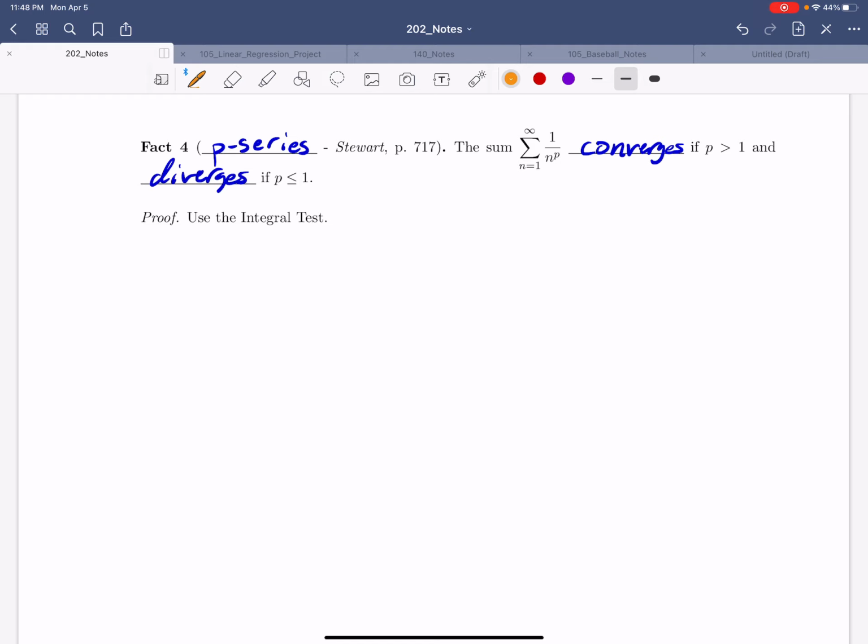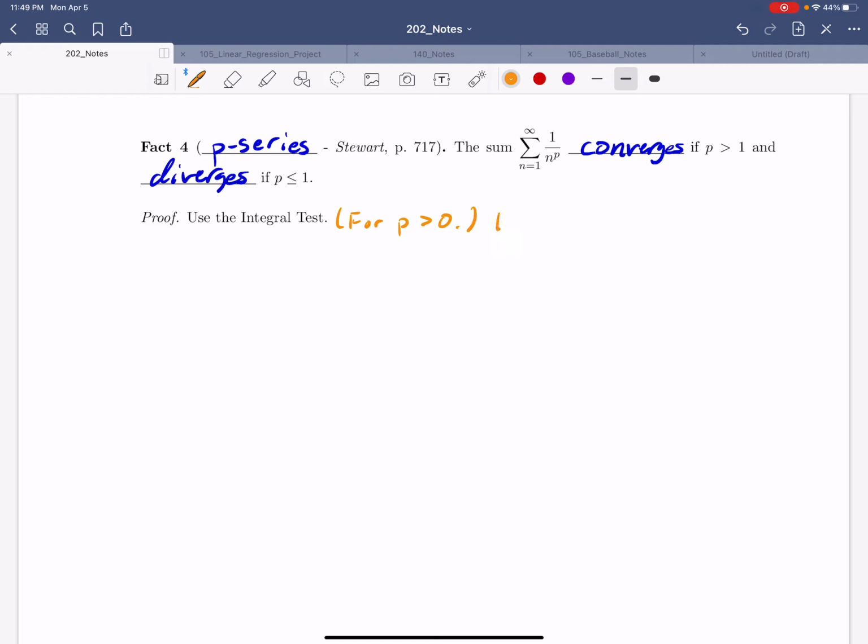We're going to use the integral test to prove this for p greater than 0. For p less than or equal to 0, we're actually going to use the test for divergence. If you think about it, it should be relatively straightforward. We actually can't use the integral test because the terms aren't decreasing. Okay?